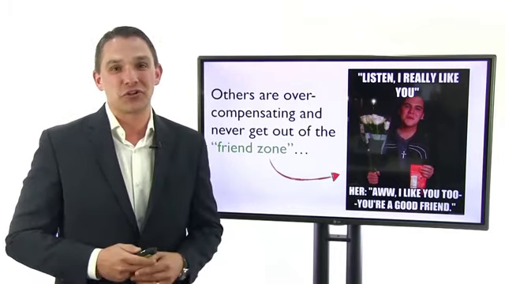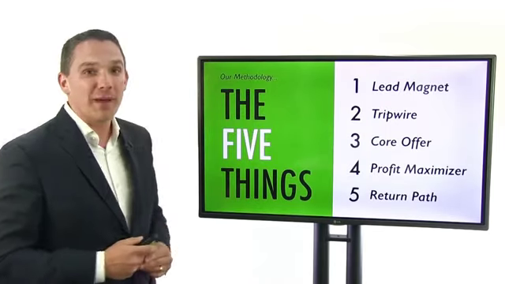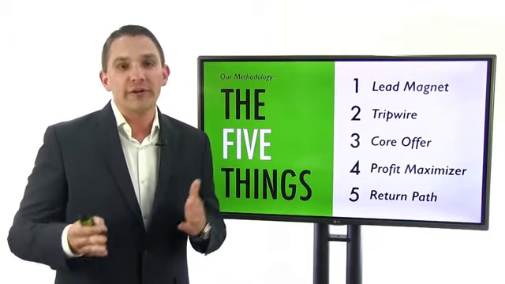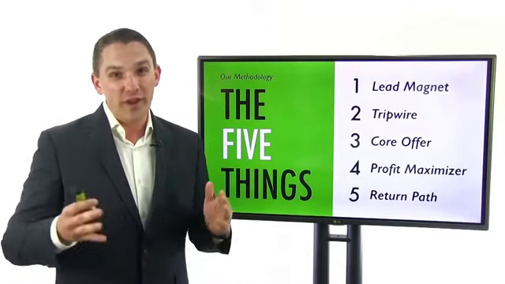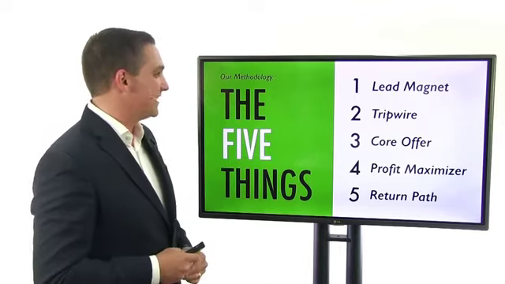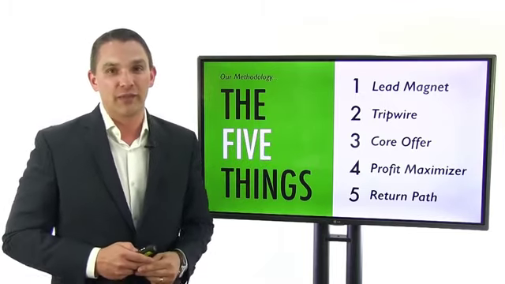It's a sequence and a structure and a proportion, and we're going to go over that right now because this is exactly what our methodology is all about. Scientists have figured out that there are 12 stages to human intimacy. We've broken it down in the business world to 5. There's the lead magnet, the tripwire, the core offer, the profit maximizer, and the return path.